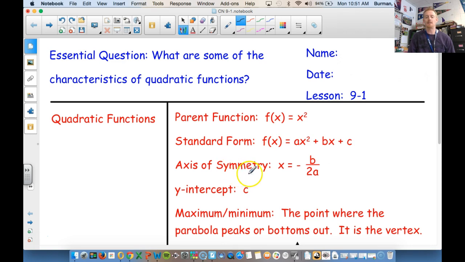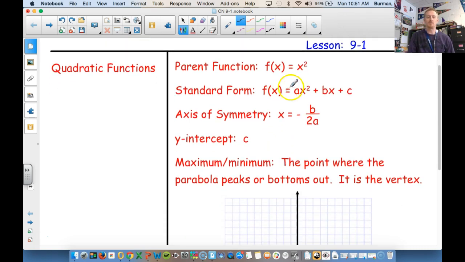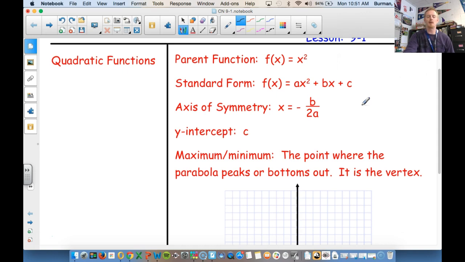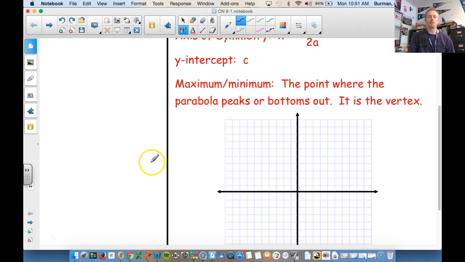There's this axis of symmetry. It's just the line of symmetry for a parabola. The formula is x is equal to the opposite of b over 2a. And then we have our y-intercepts, which is the c. The c is over here, you can see, for our graphing. And then there's the maximums and the minimums of where a parabola peaks or bottoms out. So I'll give you a couple examples here.